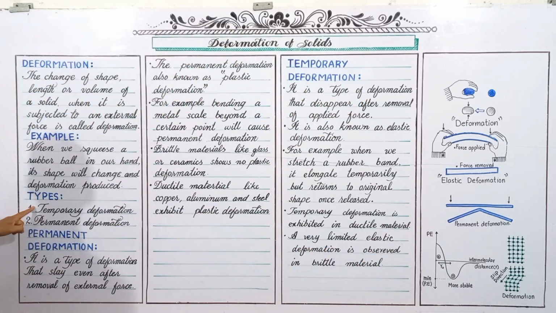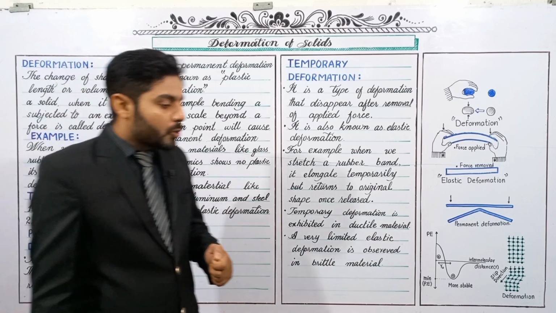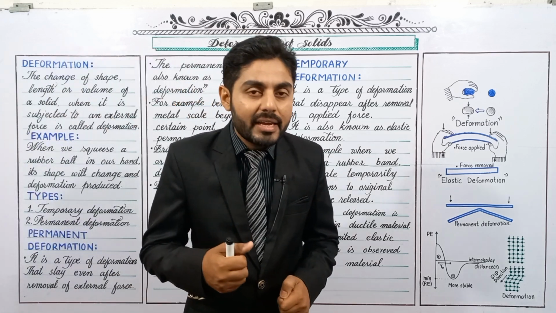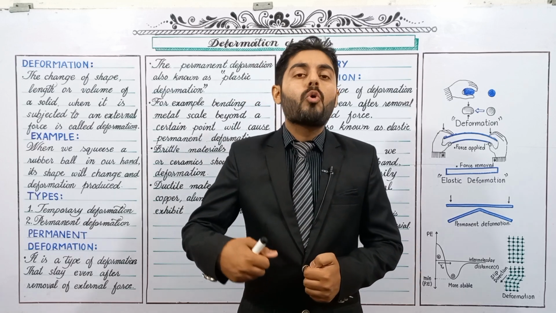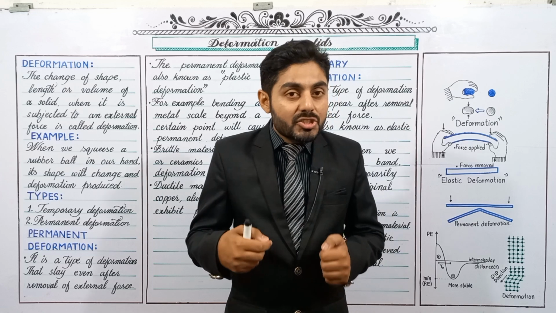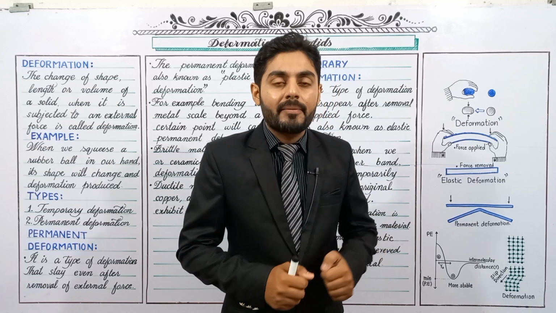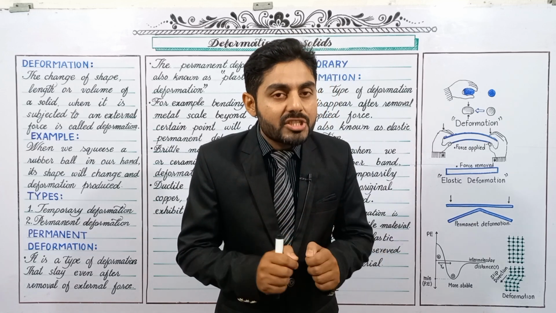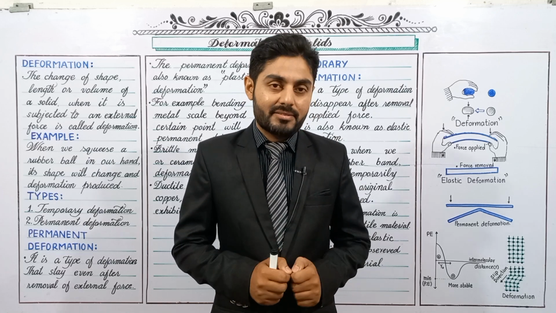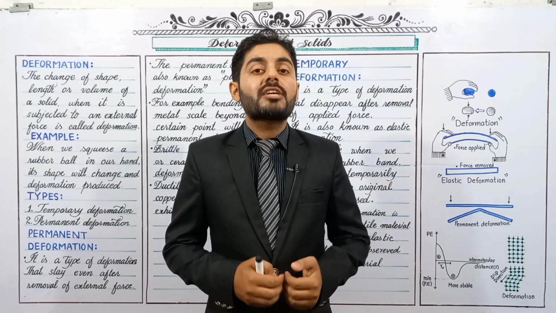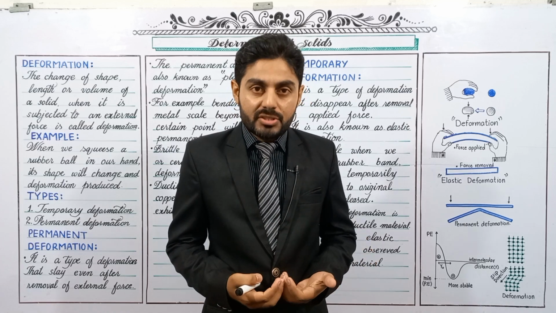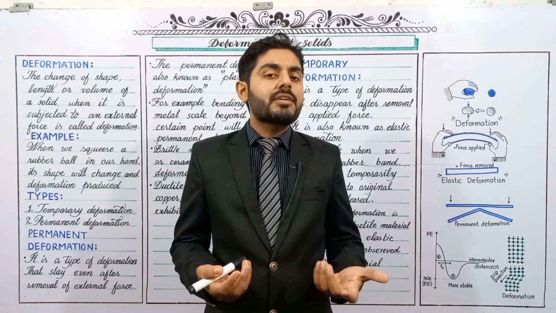We have the two main types of deformation. Number one, temporary deformation, and number two, permanent deformation. Let's discuss permanent deformation. What is permanent deformation? You are applying the force on the solid and there is a change in shape or length or volume. But when you remove this applied force, the changes are still present and the body will not regain its original shape. The changes are permanent. This kind of deformation is known as permanent deformation because the changes produced in the body are permanent.